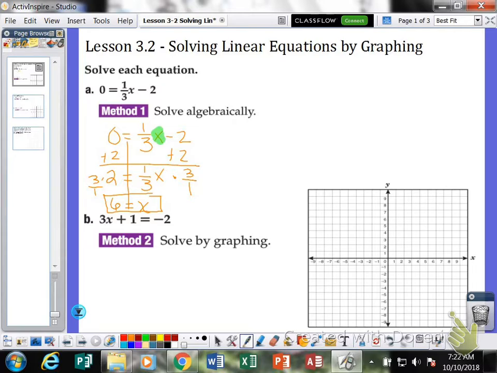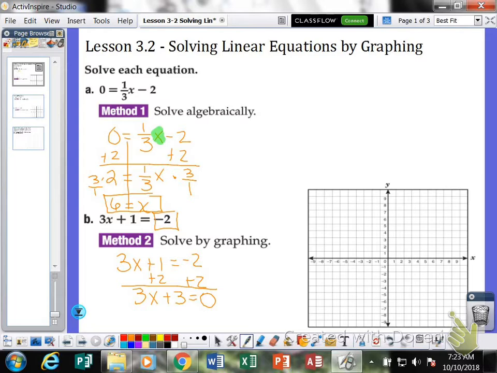Now, how do we solve this by graphing? The first thing you want to do is rewrite the equation so that 0 is here where the negative 2 is. So we want to move the negative 2 over, so we're going to add 2 to both sides. Then 3x plus 3 equals 0. Yes, I understand you could do this algebraically, and for the most part we will be doing that, but I just want to show you how to do it this way.